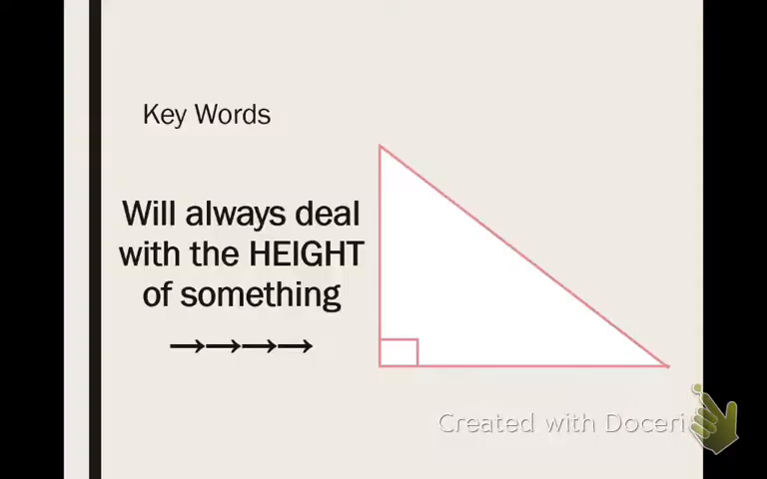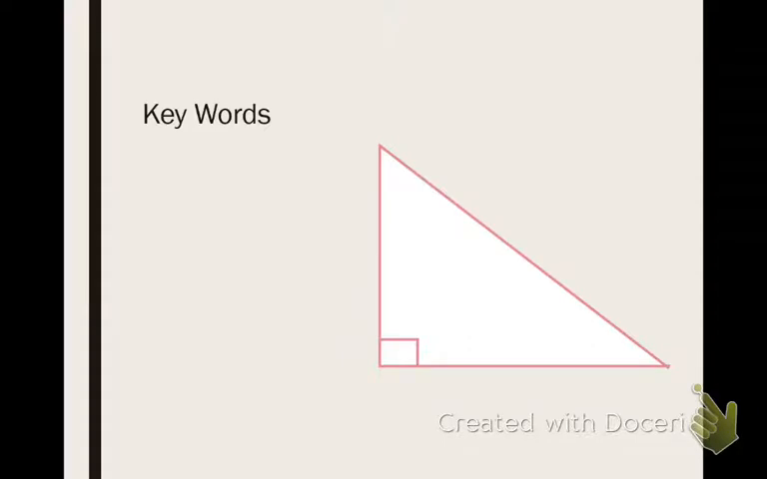First thing we're going to talk about is the vertical side will always be the height of something. That's the first point. Come on. We're behind. So the vertical side will represent the height of something. So the height of a building, the height of a person, something like that. It'll also represent a pole, like a flag pole, electric pole, telephone pole, or the high ropes pole, things like that.